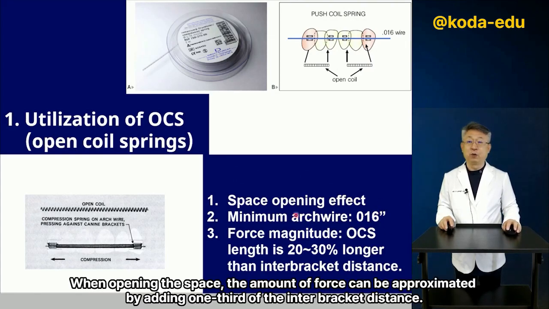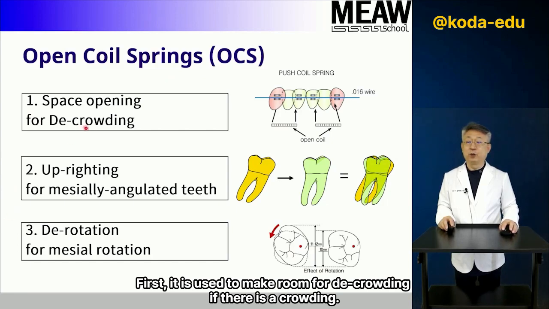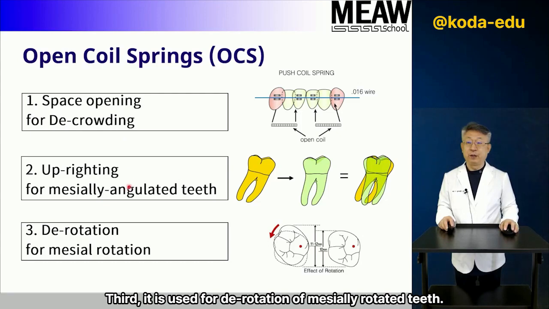When opening the space, the amount of force can be approximated by adding 1/3 of the inter-bracket distance. Open coil spring is used mainly for three purposes. First, it is used to make room for decrowding if there is a crowding. Second, it is used to upright mesally angulated teeth. Third, it is used for derotation of mesally rotated teeth.